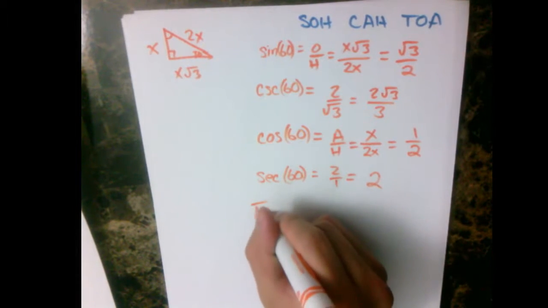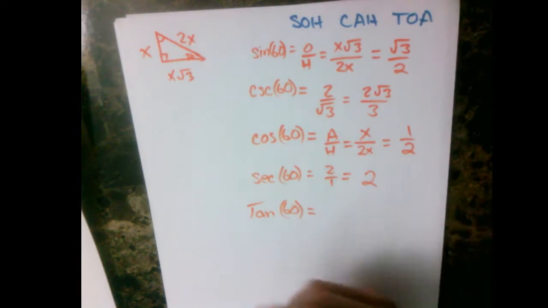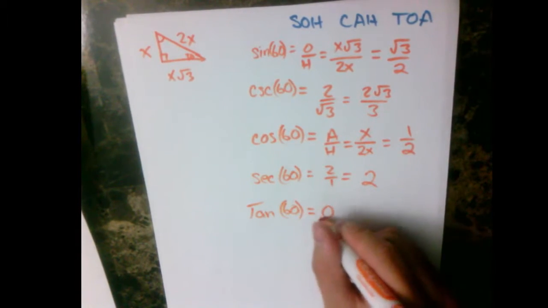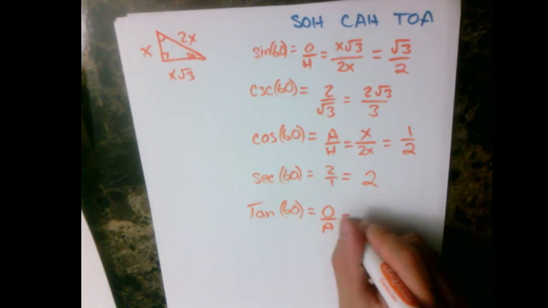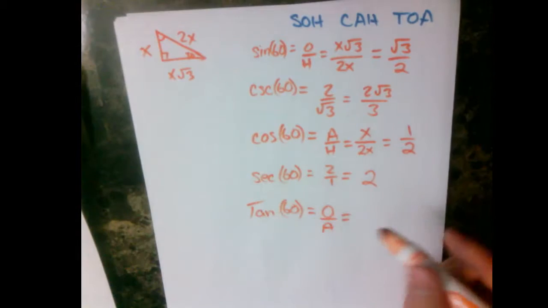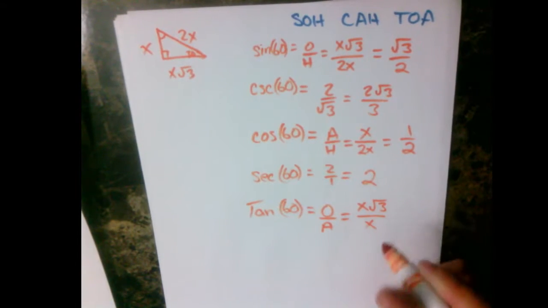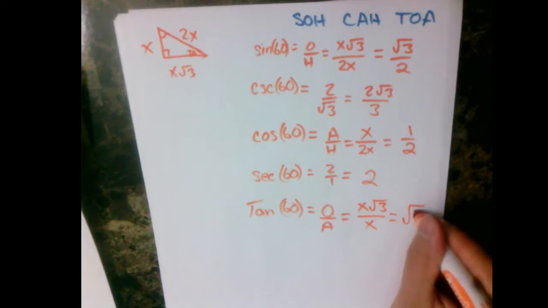So let's go ahead and go with the tangent of 60, and the tangent of 60 is O over A, opposite over adjacent. Remember, your opposite is going to be now x root 3. Your adjacent is x, so x root 3 over x. The x's will cancel out. You'll just get root 3.